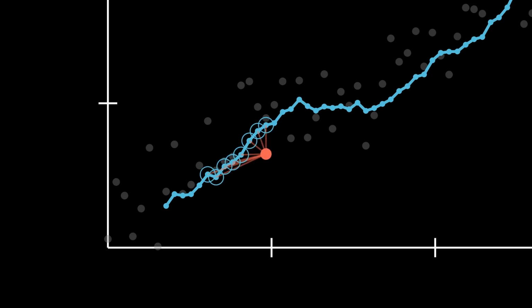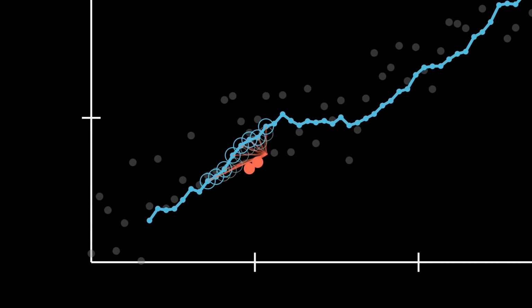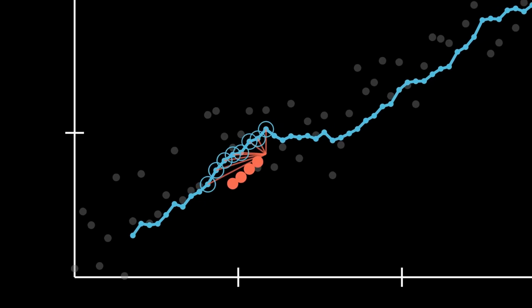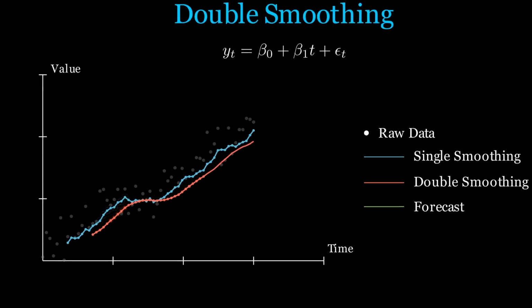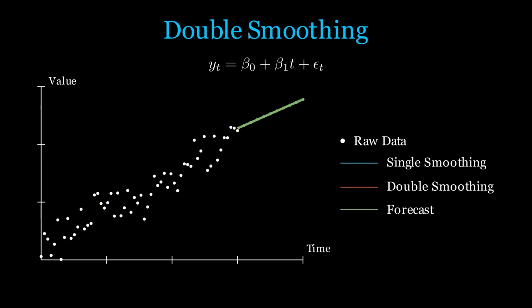We take the past 8 points of the blue line and average them to find the new red point. We slide the window forward 1 step. Repeating this process creates the doubly smoothed line. At the last observed time t, the red line lags behind the blue line. However, since the slope is a function of the difference between the blue and red dots, this difference allows us to use a linear trend model to predict the future values of the time series.